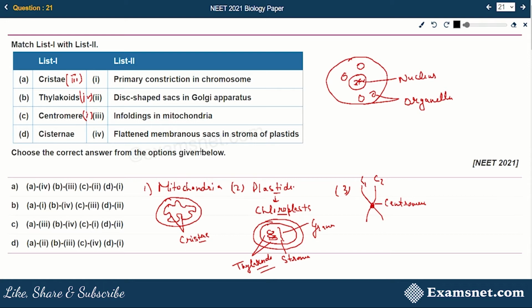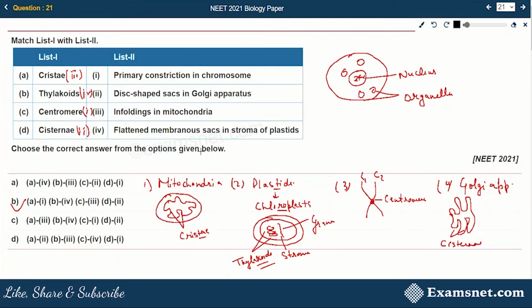And lastly, we have an important organelle known as Golgi apparatus, which is responsible for packaging of materials, and it consists of many flat disc-shaped structures known as cisternae. This is an important site for the formation of glycolipids and glycoproteins. So the correct option for cisternae will be disc-shaped sacs in Golgi apparatus. So the correct option will be option B. So I hope you understood.